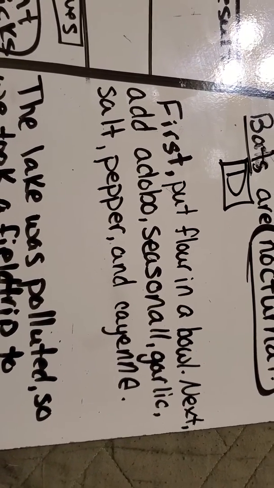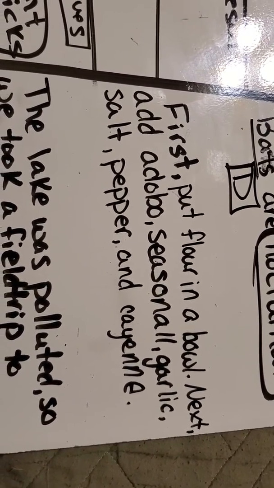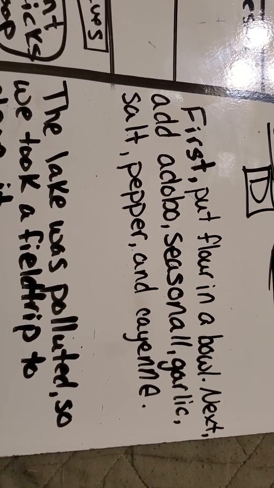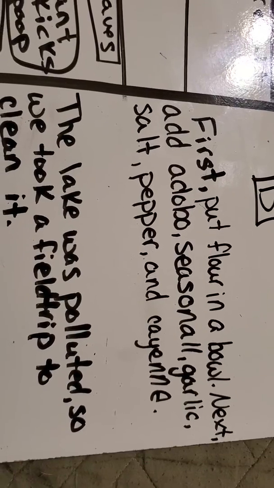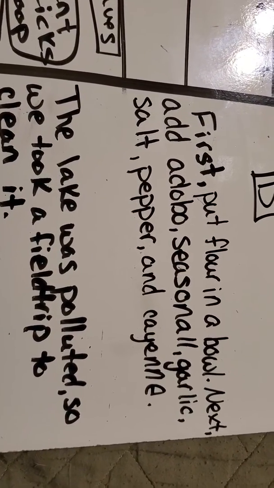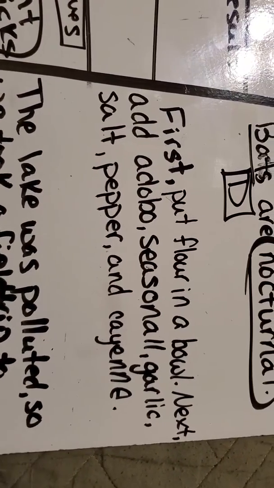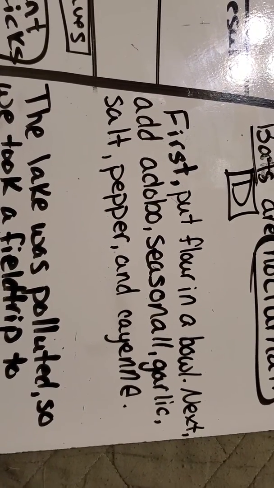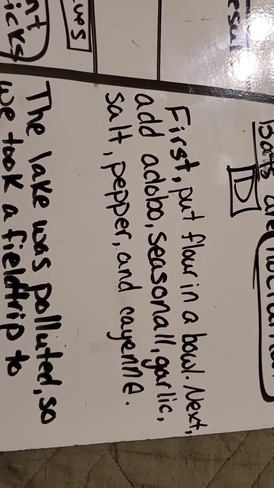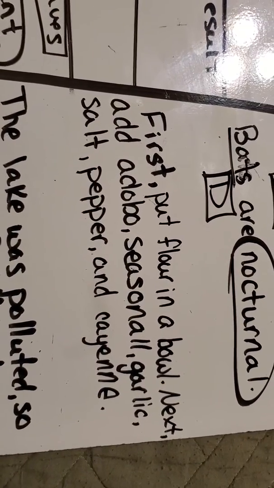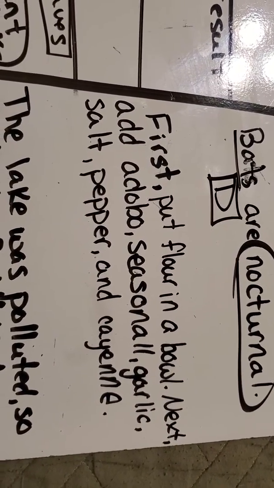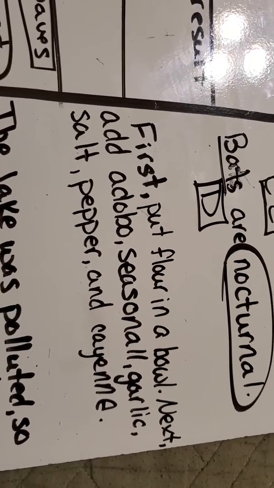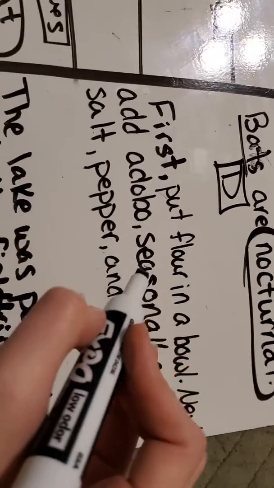Are we putting something in order, like a list of steps? Like first do this, then do that, next do this, last do that. Are we giving like a timeline of something? Is it order and sequence? Are we showing a problem and solution? What would the problem be here? There is no problem, right? Are we showing a cause and effect? Like, because I put flour into the bowl, I had to put adobo in it. No. So we are doing order and sequence.